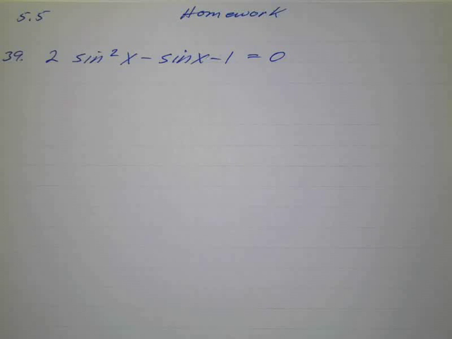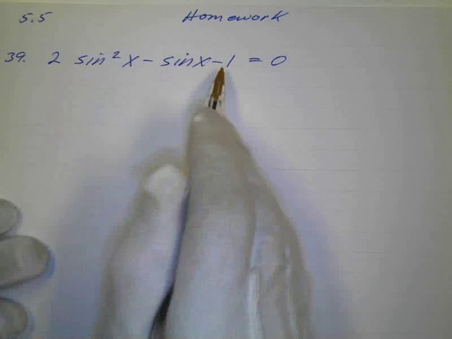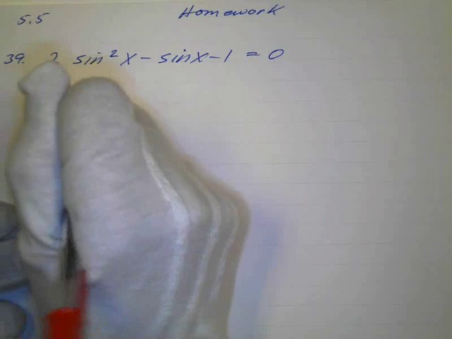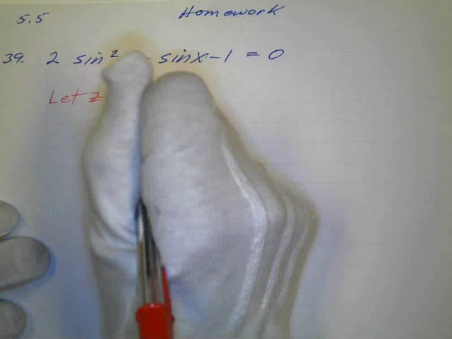Okay, these are some homework problems from section 5.5, and these are solving trigonometric equations. And this was number 39. If you look at this, it looks like we have a trinomial in sine of x, so we're going to use a z substitution. It's a little bit easier to see that, so we're going to let z equal the sine of x.